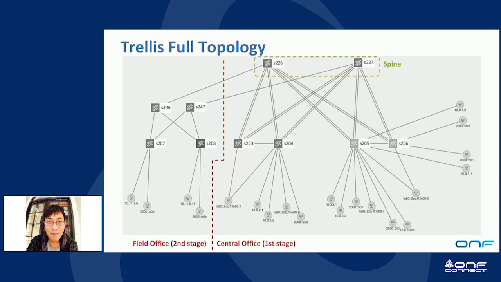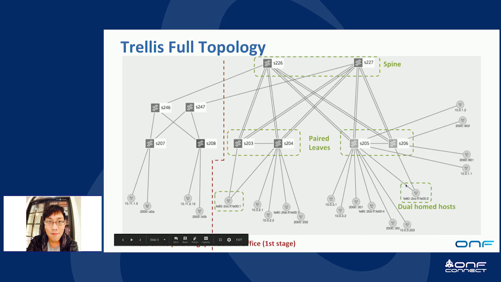So let's start with the right-hand side. In a central office, you usually have some spine switches and leaf switches. Note that here we actually have something we call pair leaves. The reason we have a pair leaf is because we want to have a little bit more redundancy for the servers in the rack, because you can see here we have some dual home hosts. These servers are dual home to both Tor switches, such that if one of the links goes down, it can still have the connectivity through another leaf switch. And then, of course, we can also support some other single home hosts as well.